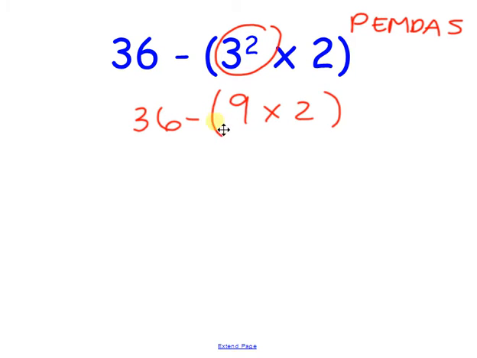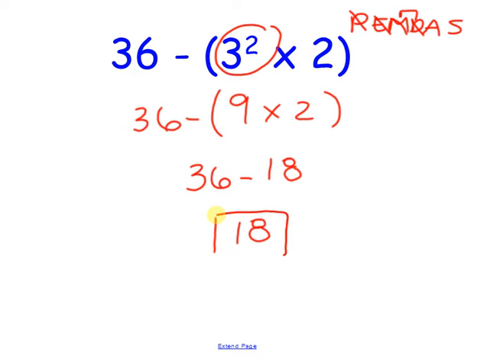All right, I still have parentheses to take care of though. What is 9 times 2? 18. Rewrite the problem. So I'm done with parentheses. Do I have any exponents? No. Do I have multiplication and division? No. Do I have addition, subtraction? Yes, I just have subtraction. 36 minus 18 is going to be 18. Okay.